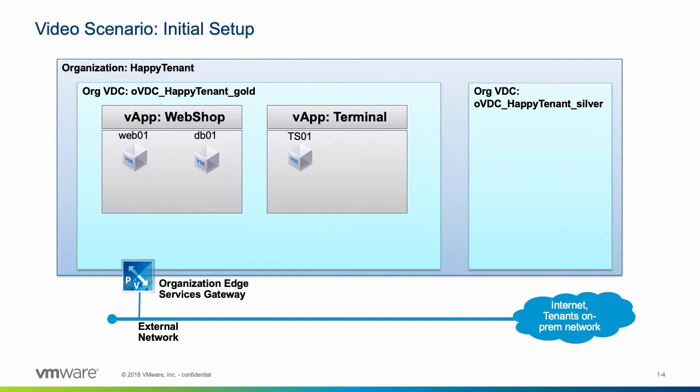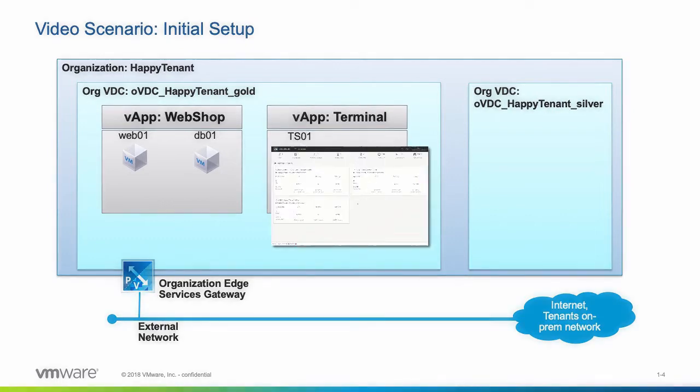So far, the tenant has created new vApps, one for a web shop and one vApp for the terminal servers of the developers and web shop testers. Currently, none of the virtual machines within the vApp have any kind of network connectivity. So now, let's check out how this looks in the vCloud Director Tenant Portal.